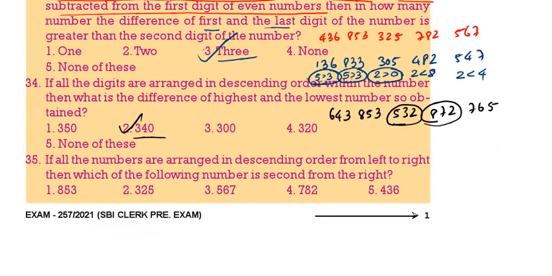Next question. If all the numbers are arranged in descending order from left to right, these are the numbers we should arrange in descending order from left to right. That means the first number becomes 853, next it becomes 782, then 567, then 436, then 325. Which of the following is the second digit from right? That is 436. Option 5.